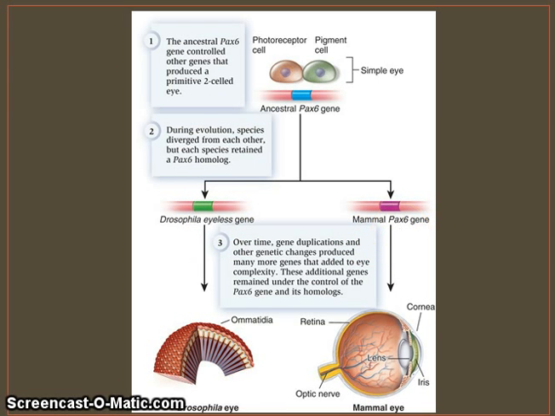And so over time, genetic duplications along with many other sorts of genetic changes resulted in the formation of many more genes that contributed to eye complexity. And these new genes that were being formed remained under the control of the Pax6 gene and its homologues. And now we're coming to the end of our presentation, and I hope from this virtual lecture you were able to gather that the Pax6 gene has been able to indicate to us that different types of eyes have evolved from one simpler form. And that's all.